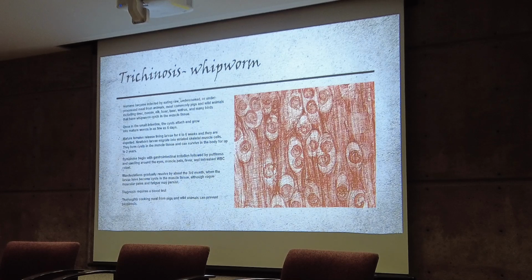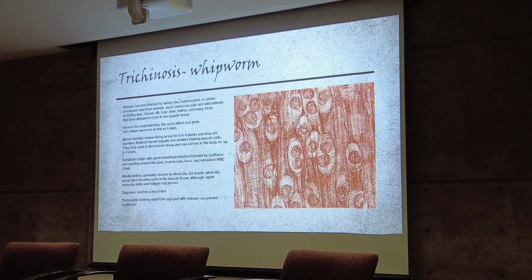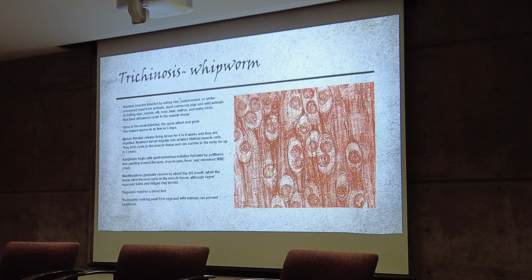Once in the small intestine, the cysts attach and grow into mature worms in as few as 6 days. Mature females release living larvae for 4 to 6 weeks and then are expelled. Newborn larvae migrate into the striated skeletal muscle cells. They form cysts in the muscle tissue, and they can survive in the body for up to 2 years.